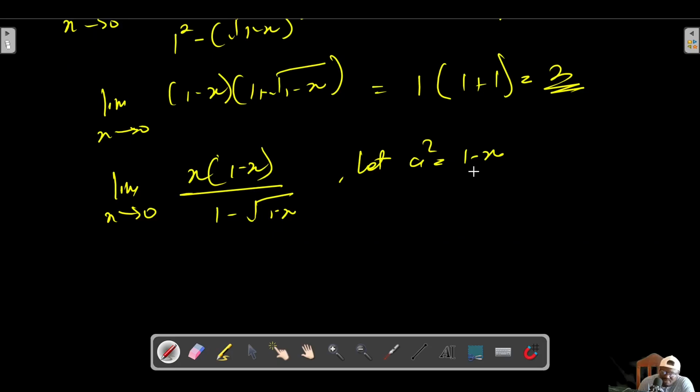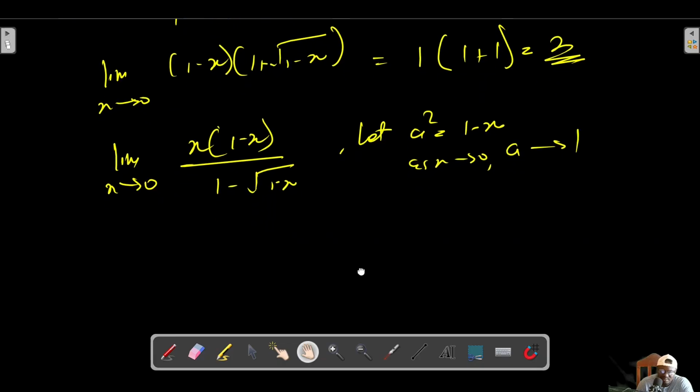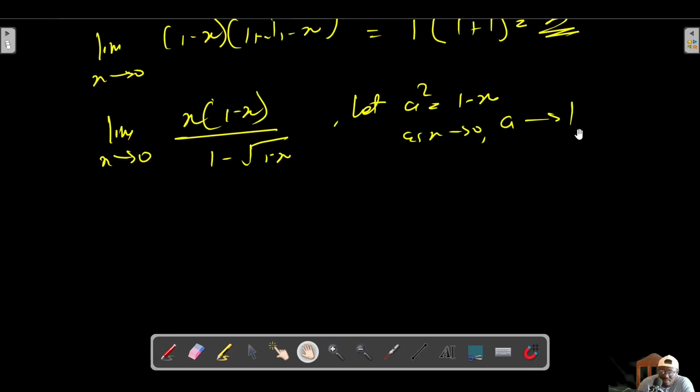And if a squared is 1 minus x, then our limit will change. So as x is approaching 0, our a would approach 1. It will be plus or minus 1, but as I said, we consider the positive limit, right? So limit as a is approaching 1 of, now what will x be? X will be 1 minus a squared. So 1 minus a squared will be our x.